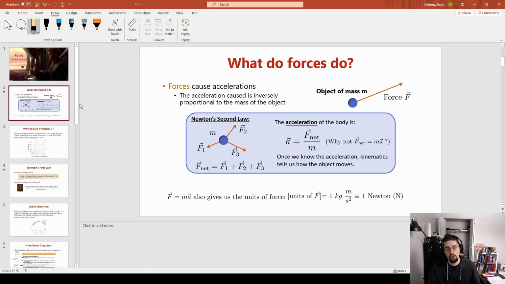Generally speaking, forces cause accelerations. If you have an acceleration, it's because of forces. It's inversely proportional to mass. So this thing is kind of a rearranged version of Newton's second law. Newton's second law is specifically F is equal to ma, what we've got down here.